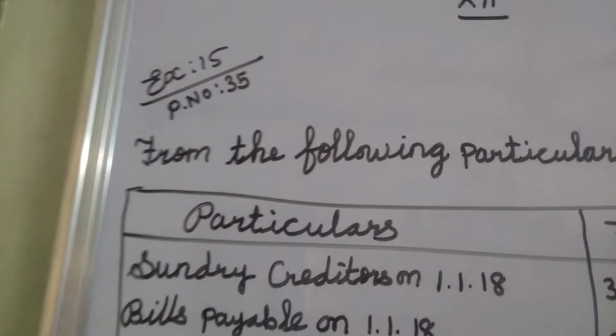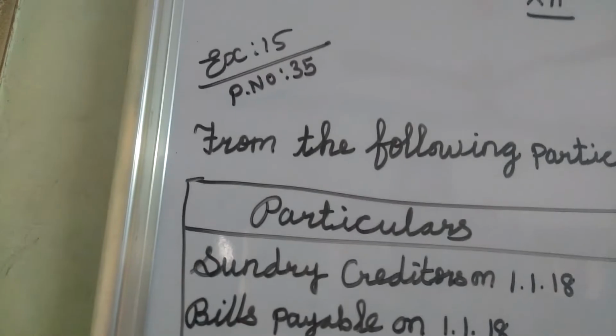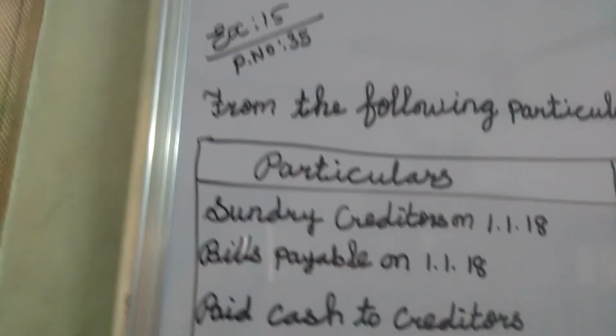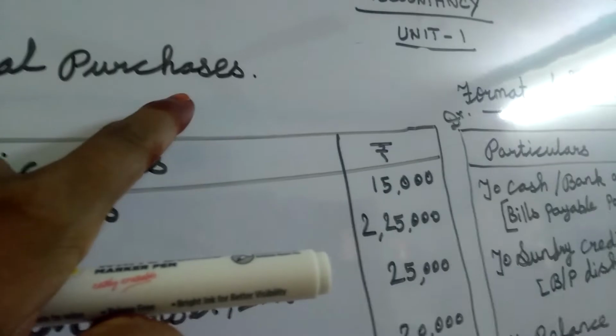Morning children. Now today we are going to see exercise 15. So everybody see your book page number 35. Take page number 35, exercise 15. See the sum. From the following particulars, calculate total purchases.